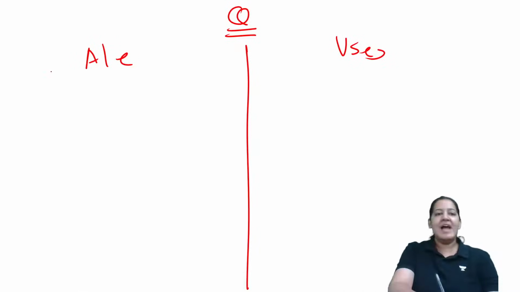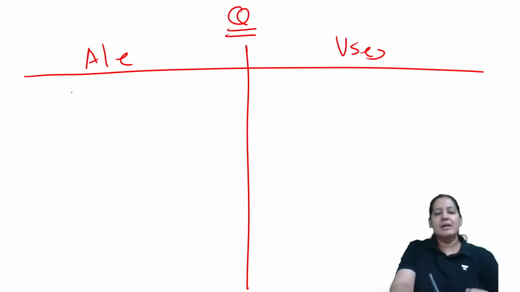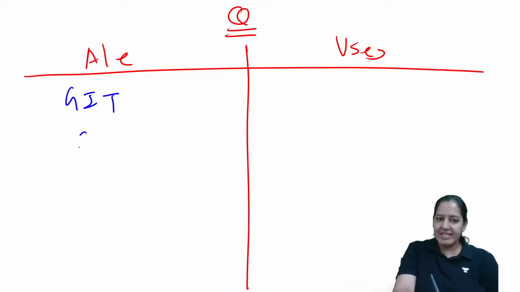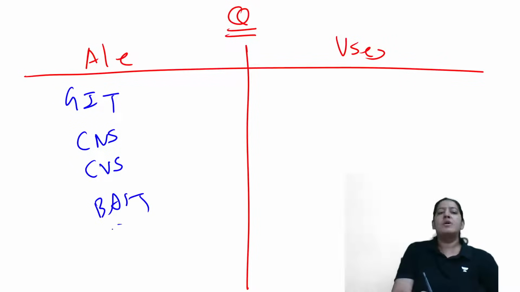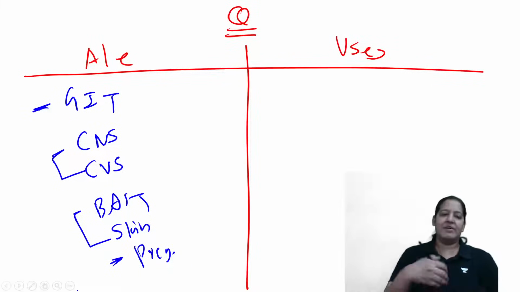Can anyone help me with that? Adverse effect and uses, the two things. First, tell me the adverse effect. So adverse effects are six: the GIT, CNS, CVS, bone soft tissue, skin, and pregnancy. These are the six systems: GIT, CNS, CVS, bone soft tissue, skin, and pregnancy. So these are the adverse effects.